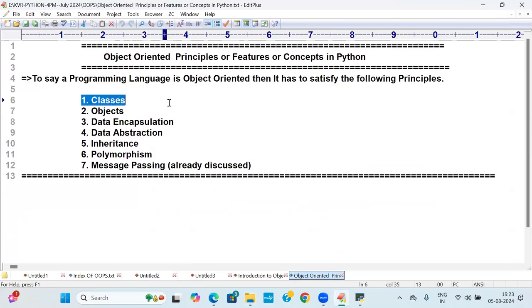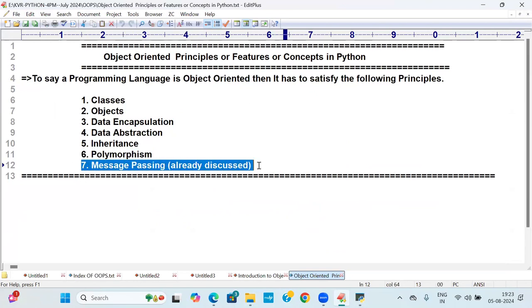Number 1, classes. Number 2, object. Number 3, data encapsulation. Next, inheritance, polymorphism, message passing. These are the object-oriented principles. This is already discussed. Whether you remembered or not, I don't know, but I discussed it. Very beautiful examples I gave.